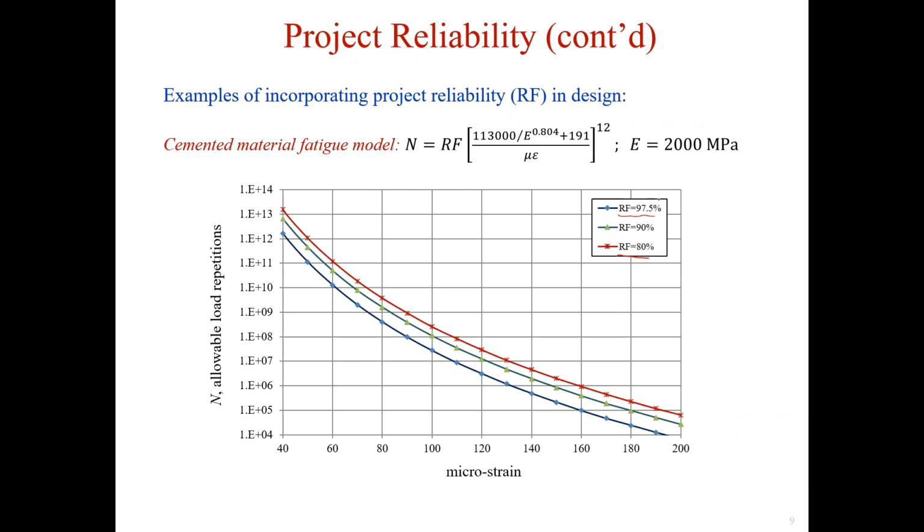In the above formula, the Young's modulus is provided as 2000 megapascal. So the only variable is the microstrain. We can see that for the same microstrain, the allowable number of load repetitions N increases with the decrease of the project reliability. So let's say for the same microstrain 100, project reliability from the blue curve to the red curve gradually decreases. But then when we read from the vertical axis, the N actually increases.